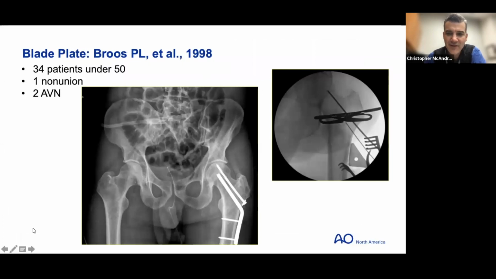One of my mentors in fellowship pointed this paper out to me, and at the time, it might have been some of the better results from taking care of femoral neck fractures.